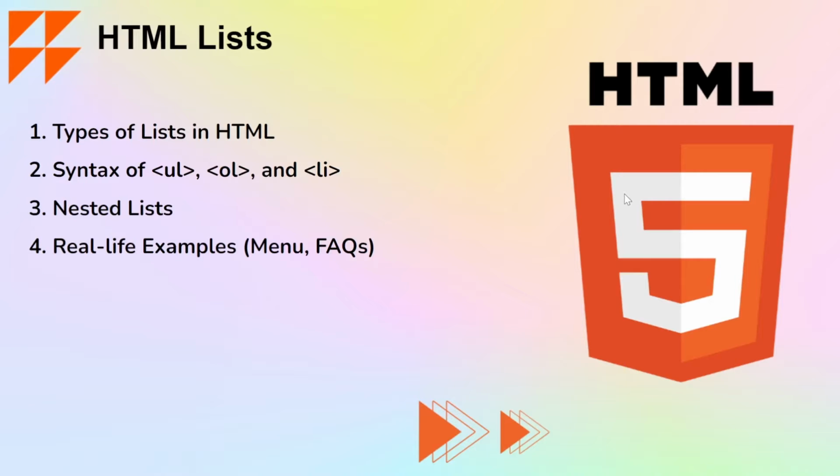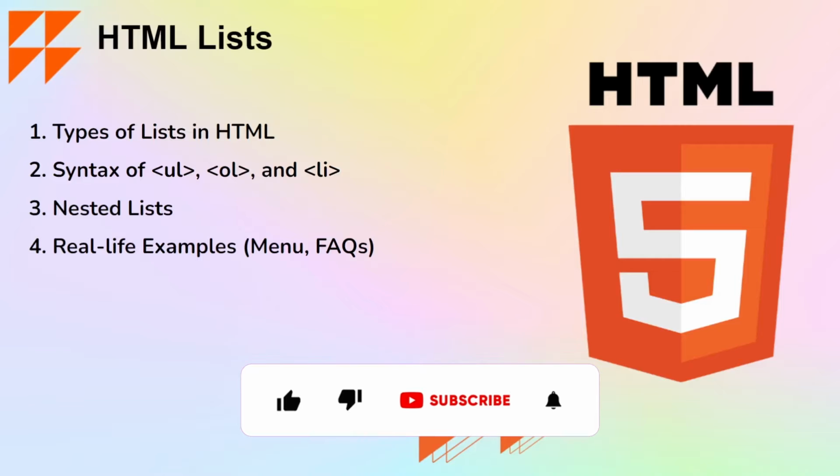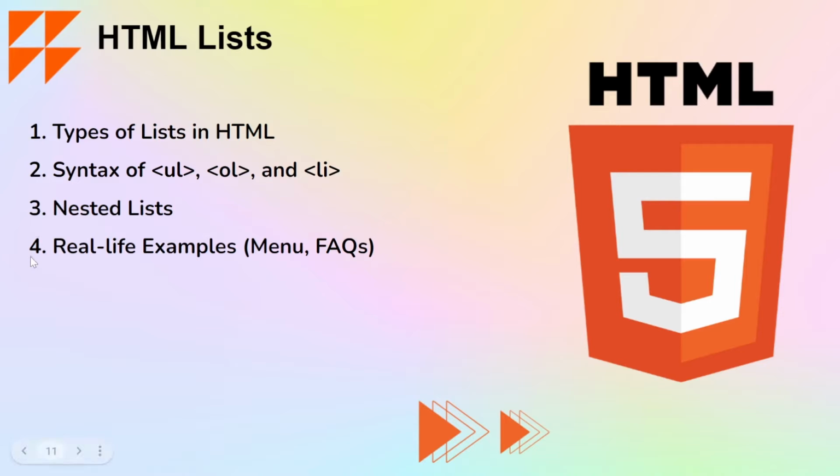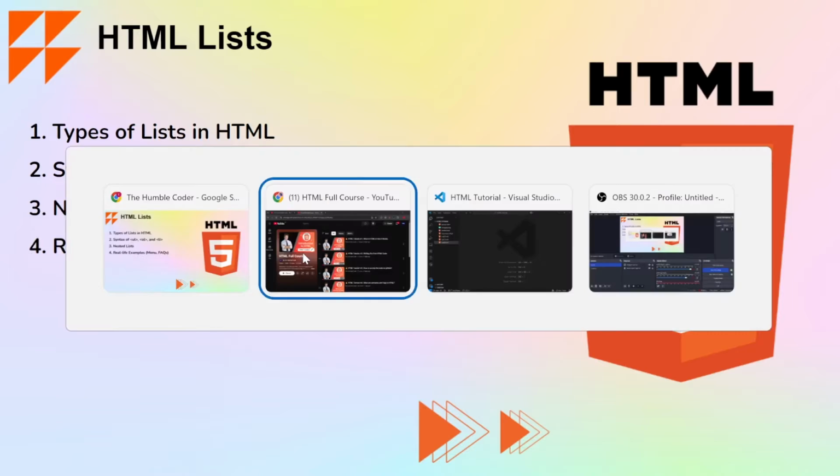Hi guys, welcome back. In today's video we are going to learn about HTML lists. Basically in this video we will be covering different types of lists that we have in HTML. We will be seeing the syntax of UL, OL and LI, basically what they are. Then we will be seeing nested lists, like if you have to write a list inside another list. And then finally we will be seeing some real life examples of lists. Okay, so let's get started with today's video.